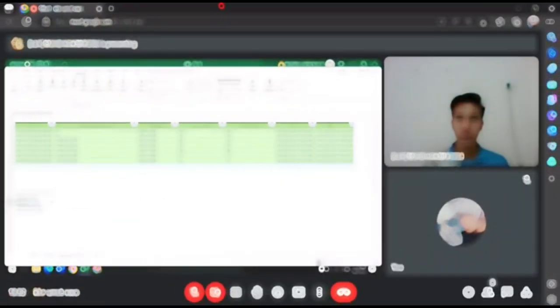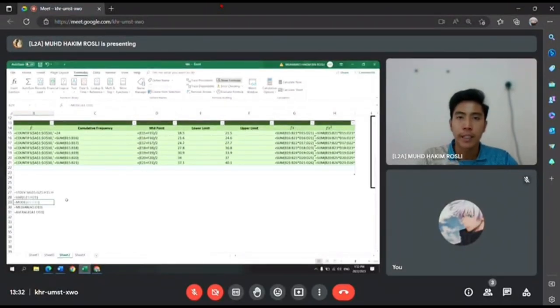Assalamualaikum warahmatullahi wabarakatuh. My name is Muhammad Hakim. I want to show you all how to find the mode in Excel. First, you should write the formula in this box. After you write the formula, you can get the new answer for your mode from this data.